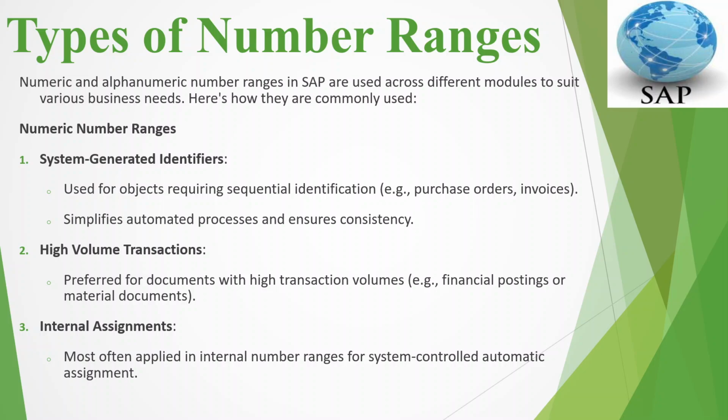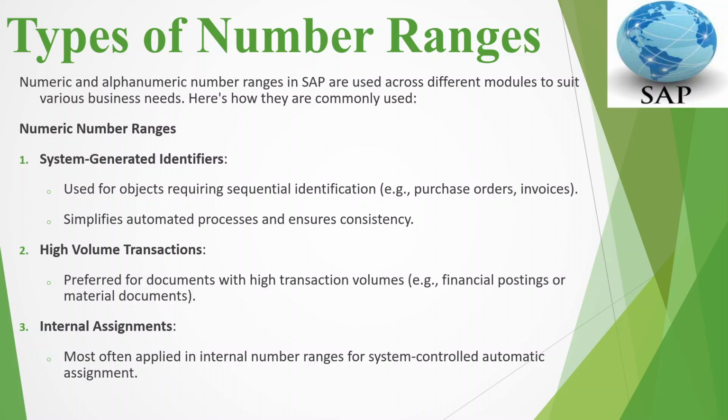types of number ranges, numeric and alphanumeric number ranges. These two kind of number ranges are used across different modules to suit the various business requirements or business needs, and below it is explained how it is commonly used. Numeric number ranges. Let us first understand the numeric and then we will go for the alphanumeric number ranges. Remember, only alpha number ranges nobody uses in the SAP system. Only alpha I am talking about.